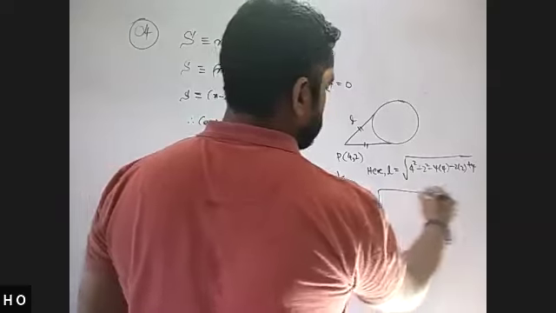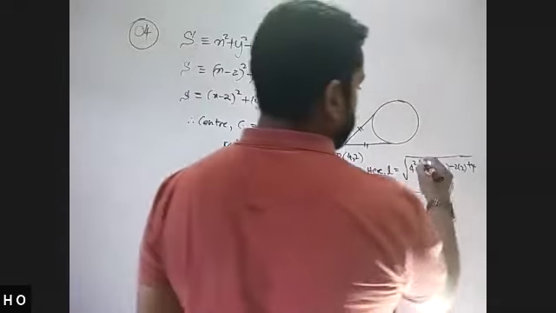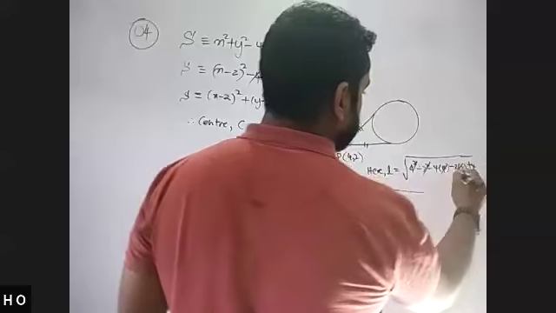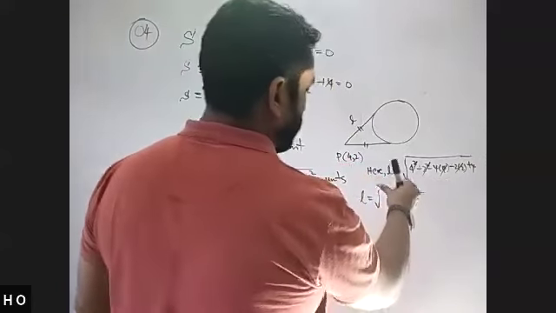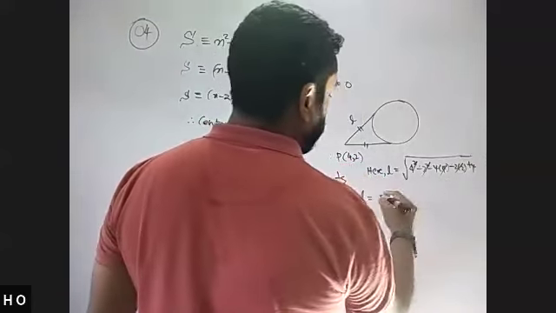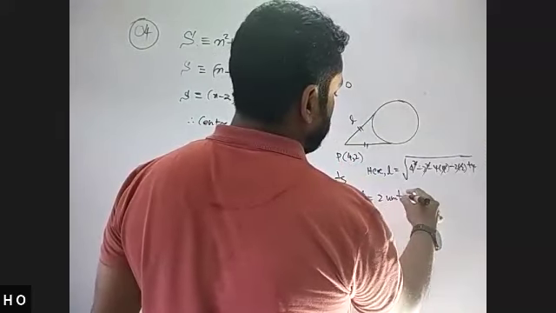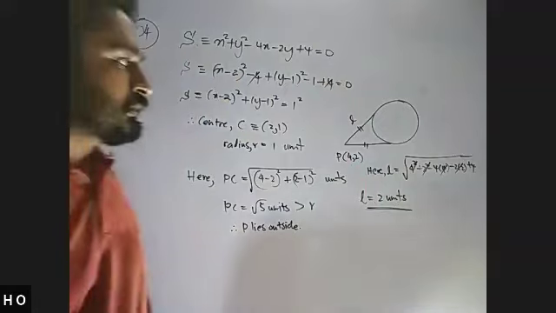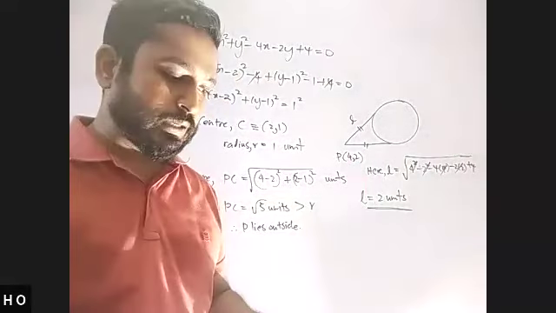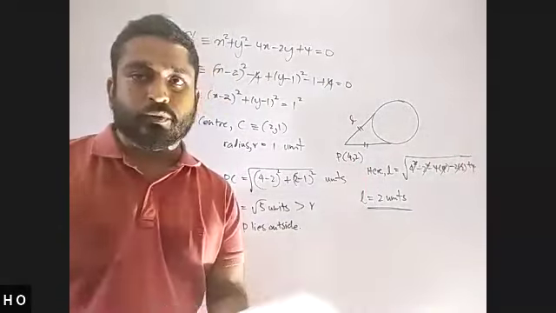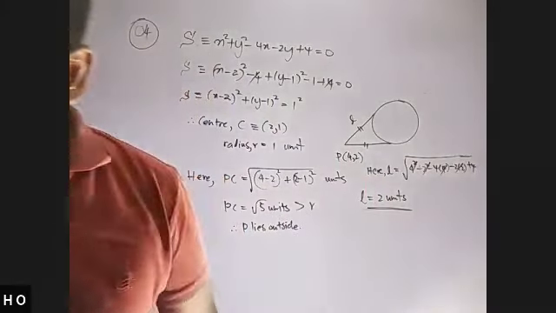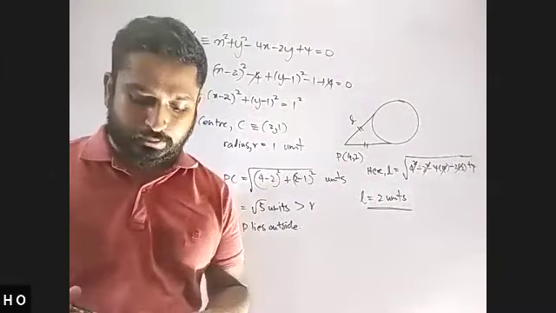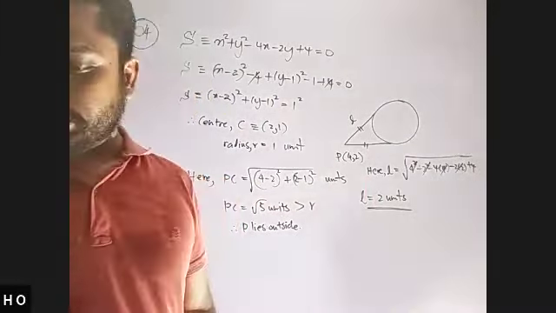So L is 4 square minus 4 square, 2 square minus 2 square, root 4. You don't even need the root here: 2 units. So you have two tangents of equal length, which is 2 units. Clear? So that is it for question number 4. You can complete. Then we will move to the calculus question, which is question number 5.